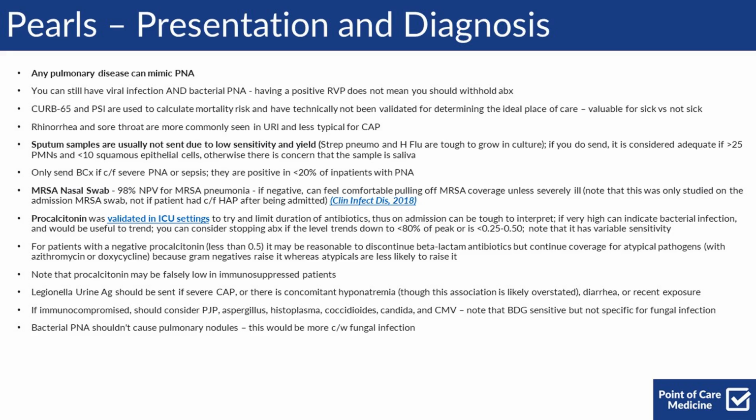Legionella urine antigens should be sent if there's severe CAP or if there's concomitant hyponatremia, noting that this association is likely overstated, diarrhea, or a recent exposure. If the patient's immunocompromised, you should consider PJP, Aspergillus, Histoplasma, Coccidioides, Candida, and CMV. Note that a beta-D-glucan is sensitive but not specific for fungal infections.